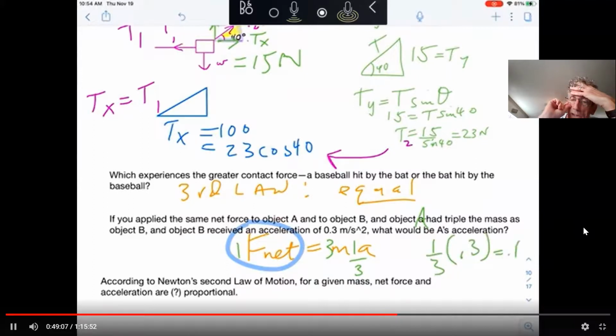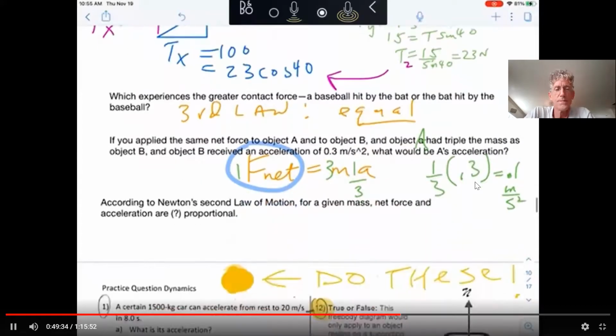So what am I doing there? Oh, I'm just plugging in numbers to show you that the acceleration will be 1/3 as much. You don't have to do that. Okay, next one. Newton's second law: for a given mass, acceleration and net force are directly proportional, and for a given net force, acceleration and mass are inversely proportional.